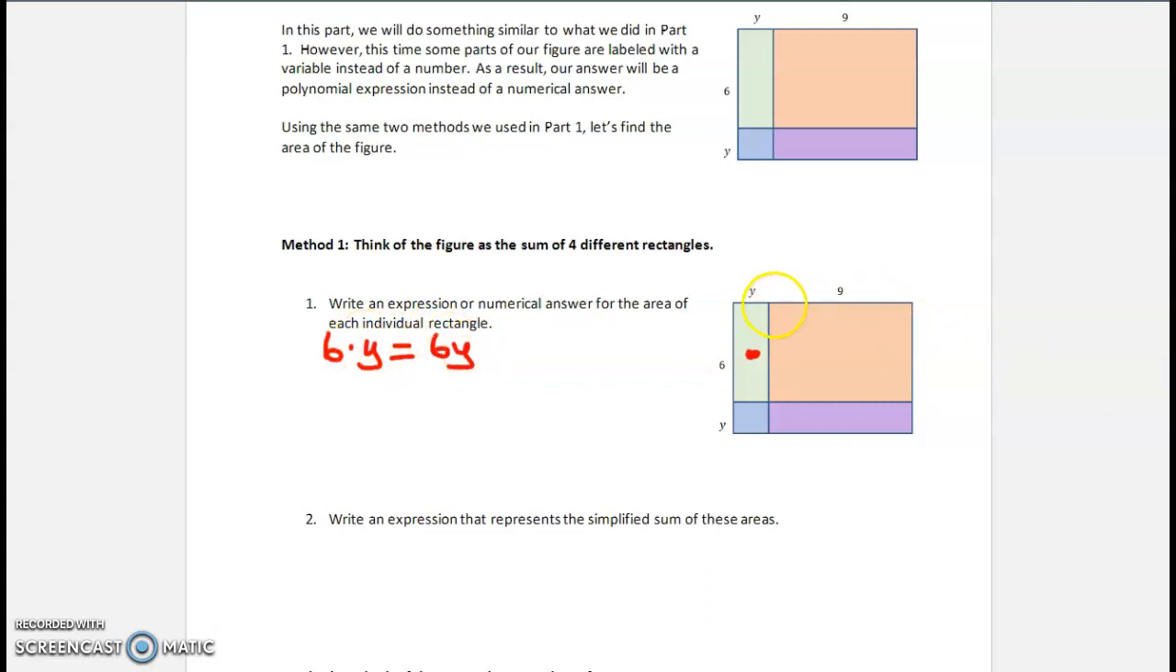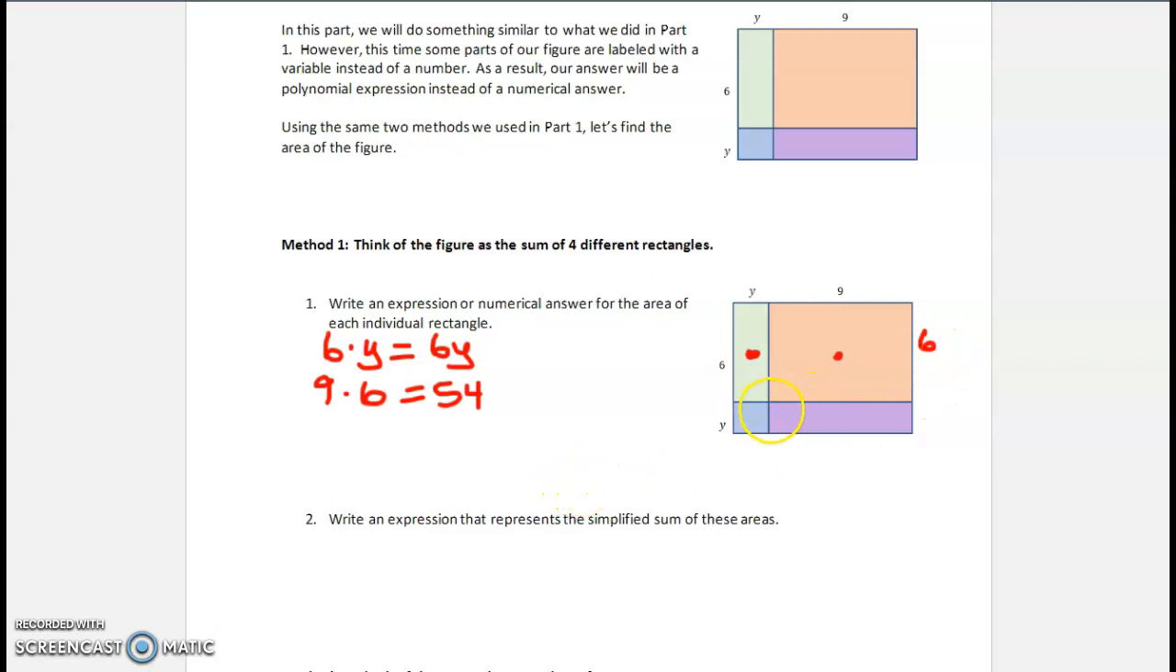This one we would have 9 times 6 for that rectangle, and so on. I'm going to let you go ahead and finish that. Number 2, you need to write an expression that represents the simplified sum of these areas. So you need to add this all together. Here is a hint: make sure you only combine like terms or your answer will be incorrect.